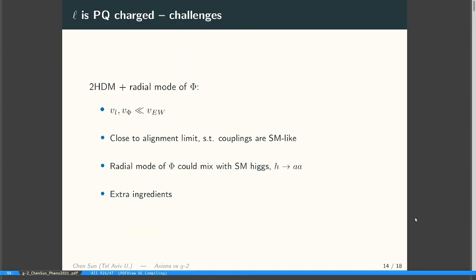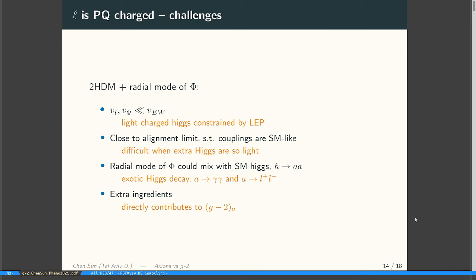But we also have a few more observations that we actually didn't want. For starters, the vev hierarchy tells us that there could be light charged Higgs, but those are very constrained by lab searches. And in order to reproduce the standard model Higgs couplings, we need the alignment limit, but that is hard when extra Higgses are so light. Also, we have the radial mode of phi that could cause the exotic decay of the standard model Higgs. And very importantly, because now we complete the model and the UV ingredients are not that heavy, that leads to a direct contribution from the UV ingredients, and they directly contribute to the muon g-2.